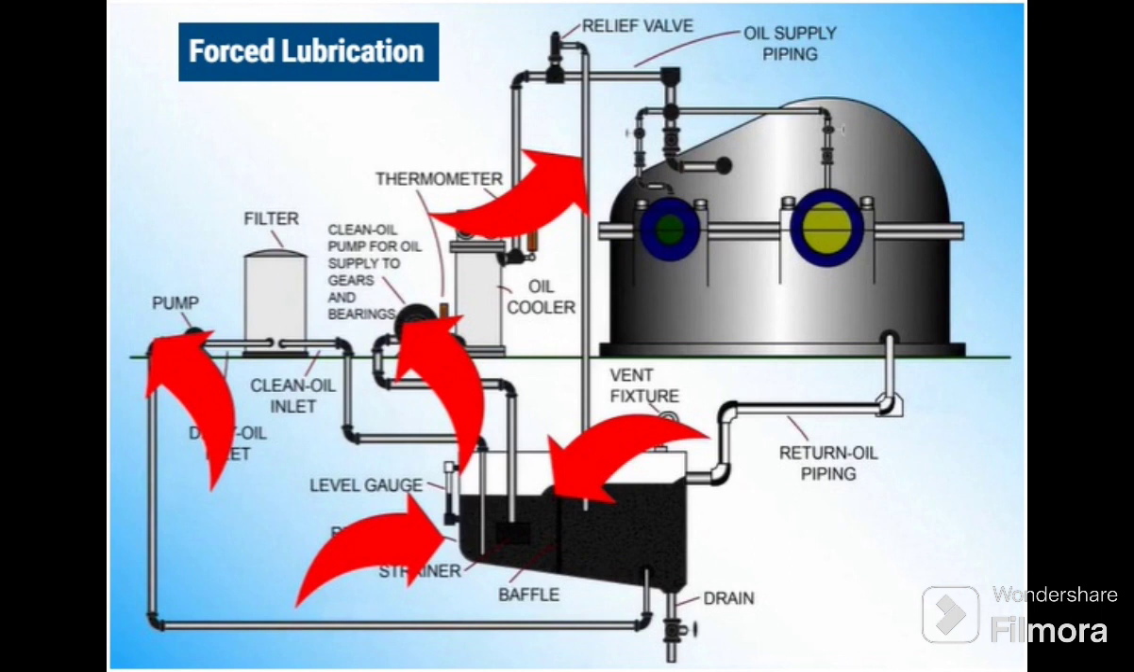The graph here shows a forced lubrication system for a gearbox with bearings. The system has 3 continuous steps of operation.